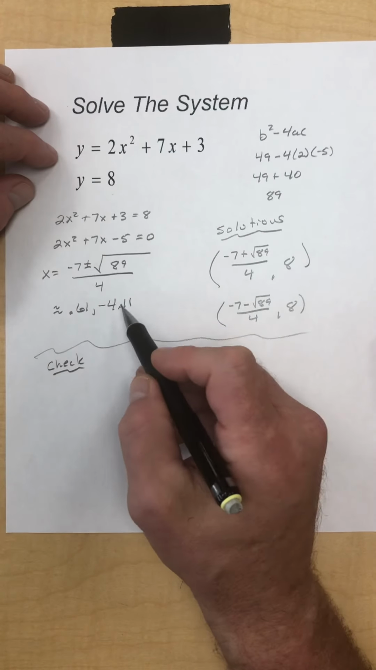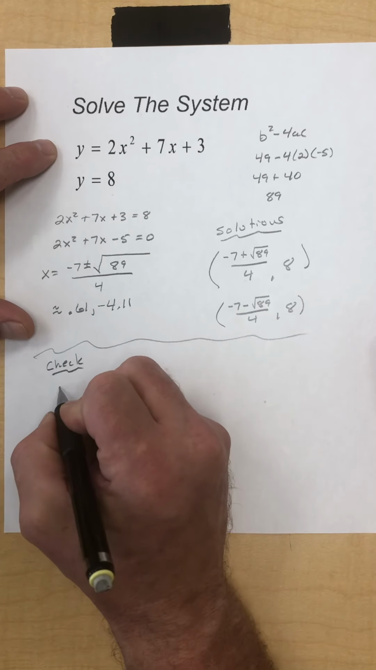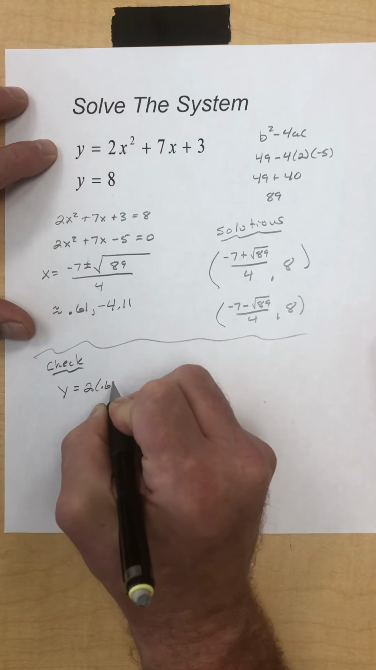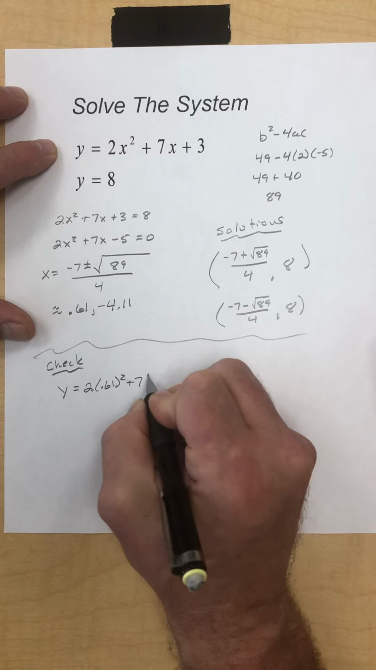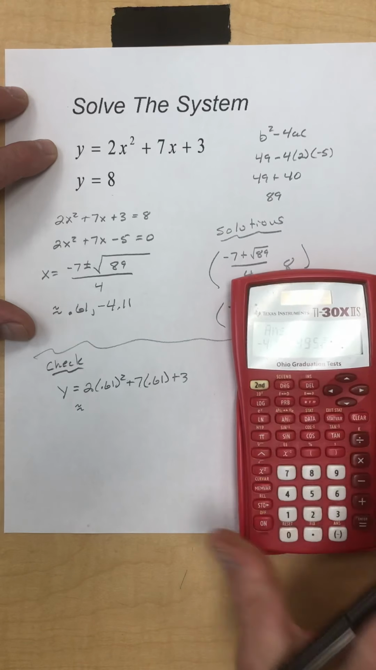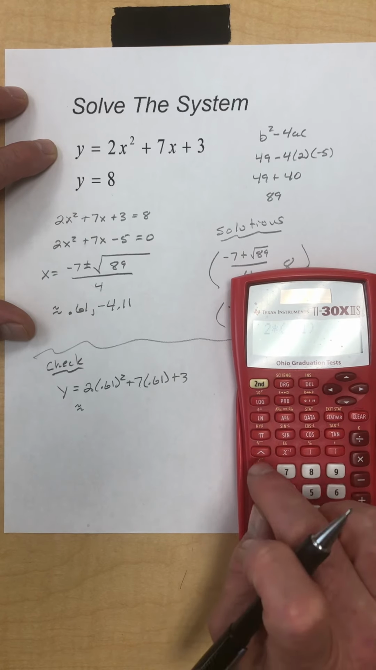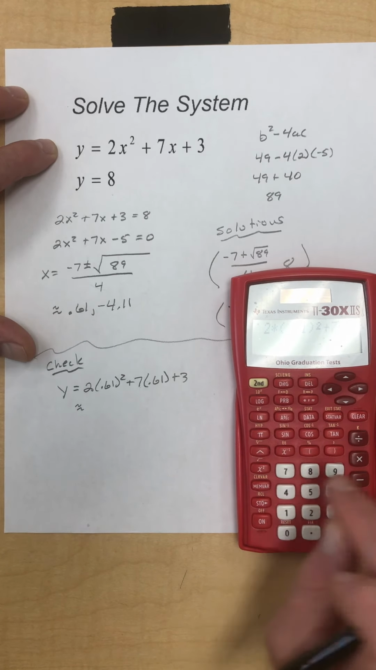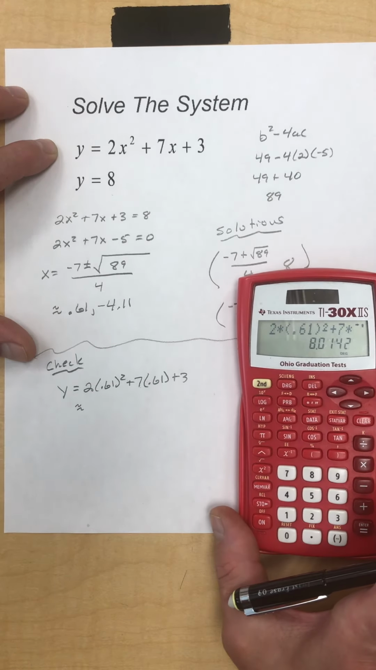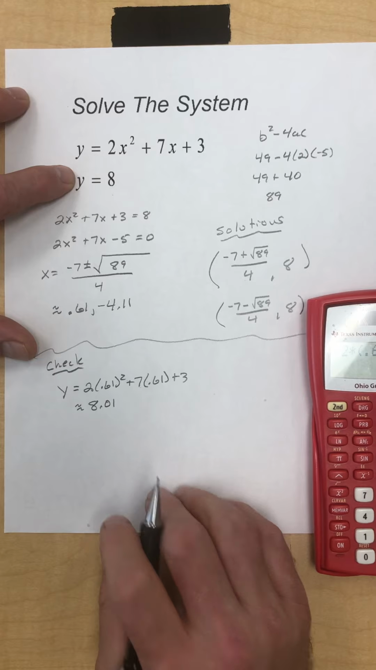Okay, so if we're in good shape, both of these, when I substitute them in here, should give me something close to 8. So let's see what happens. y equals 2 times 0.61 squared plus 7 times 0.61 plus 3. And let's see if we get something close to 8. Okay, so we have 2 times 0.61 squared plus 7 times 0.61 plus 3. And we're getting 8.01. Okay, so obviously pretty close to 8. Let's check the other one.